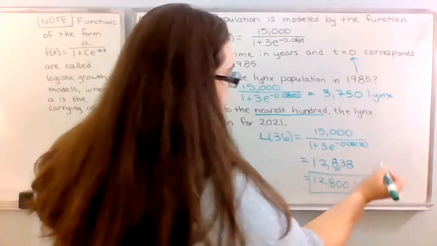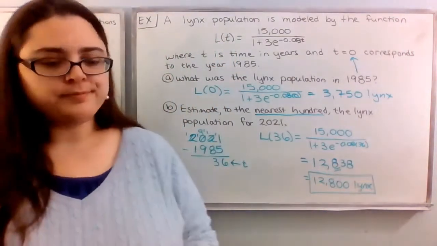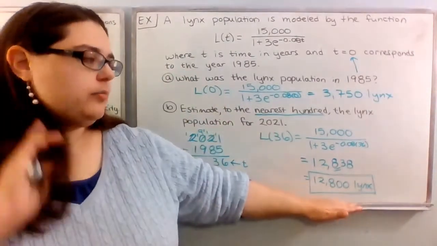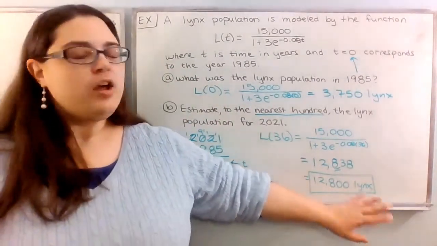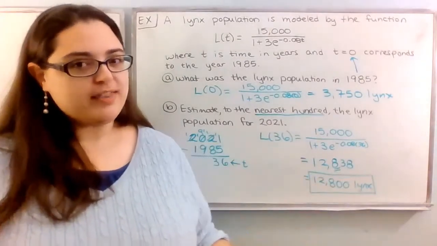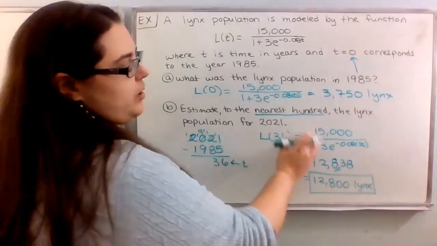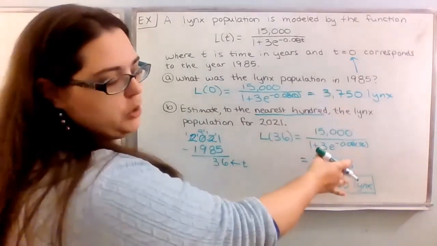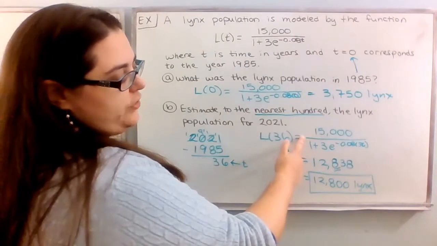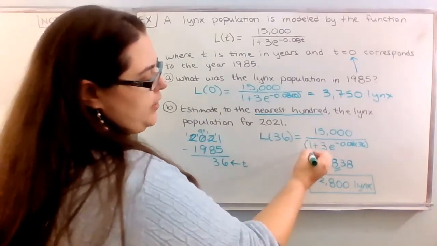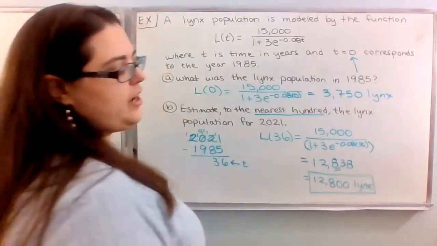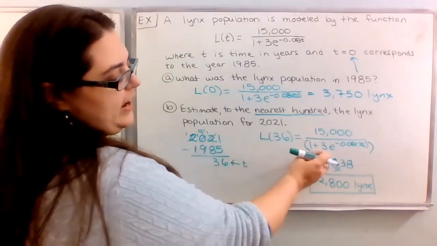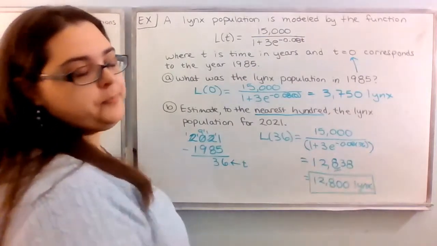Now I will mention, if you're not getting this answer when you throw this into a calculator, chances are you're missing some parentheses. When you type this into your calculator, if your calculator doesn't have that fraction mode, when you put divide for this fraction bar, you need to make sure you have parentheses around the entire denominator. Otherwise, it's just going to divide by 1 and then add 3 times e to this power.